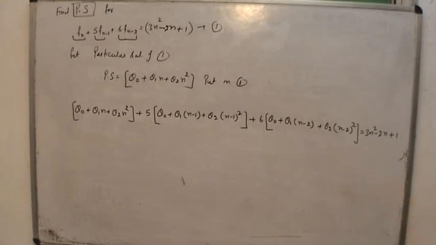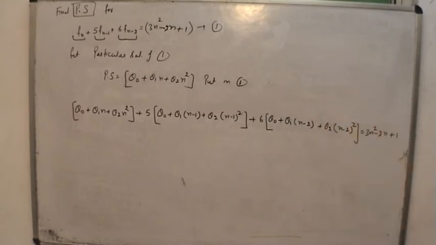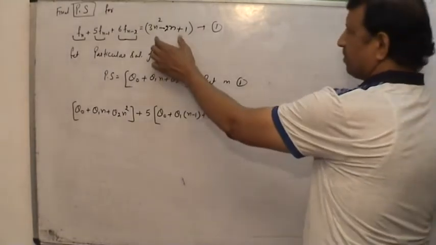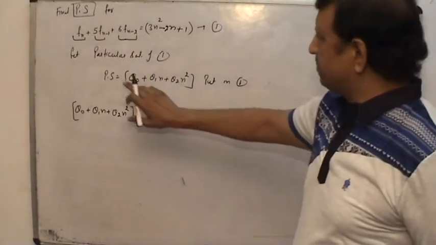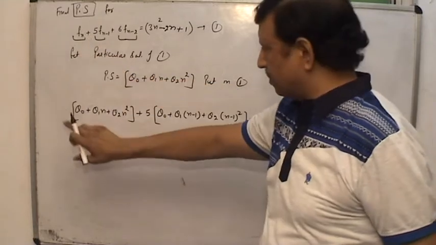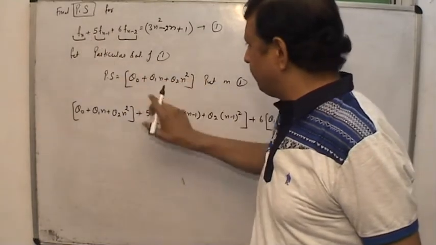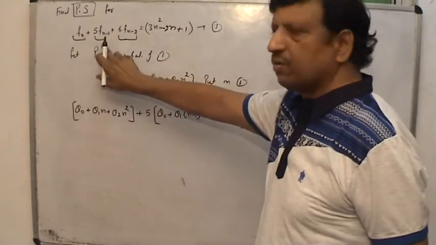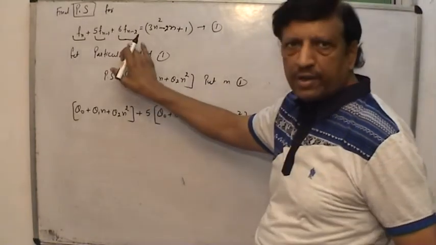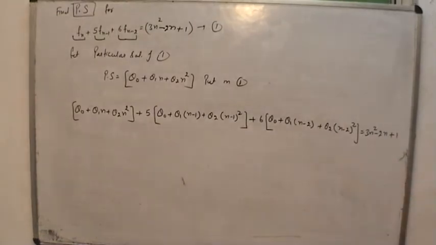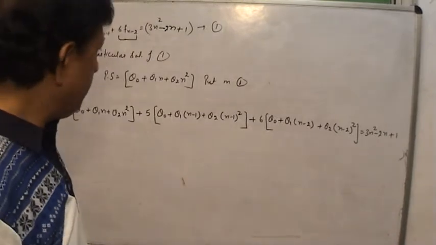What we have done? We have selected the particular solution, which is again a quadratic form, for this term containing n, which is in the quadratic form, and we replace each term of the recurrence relation by this particular solution. Terms containing n, here n remains n. Terms containing n minus 1, n changes to n minus 1, and terms containing n minus 2, n changes to n minus 2. Here basic algebra is applicable.